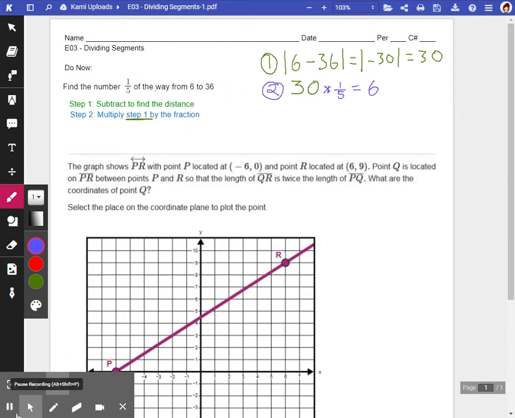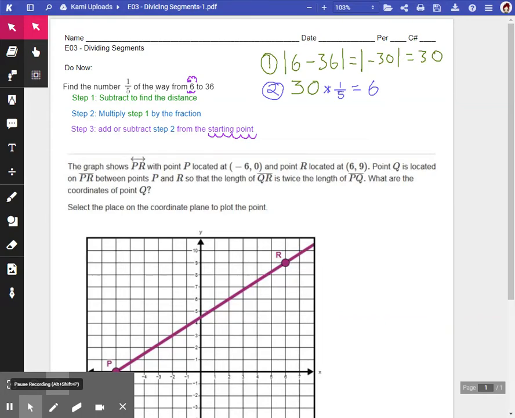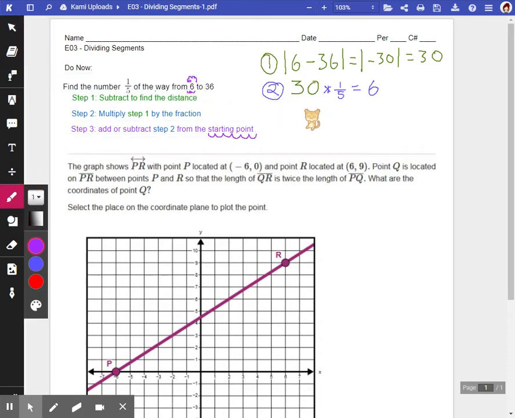So step 3 is to add or subtract that step 2 value from the starting point. So 6 is our starting point. So I'm going to start at 6. You add to go towards 36, so it's going to be 6 plus the blue 6 equals 12. So 12 is my actual answer. This is my start.